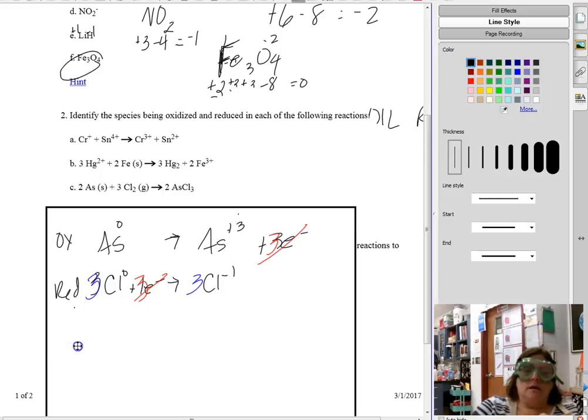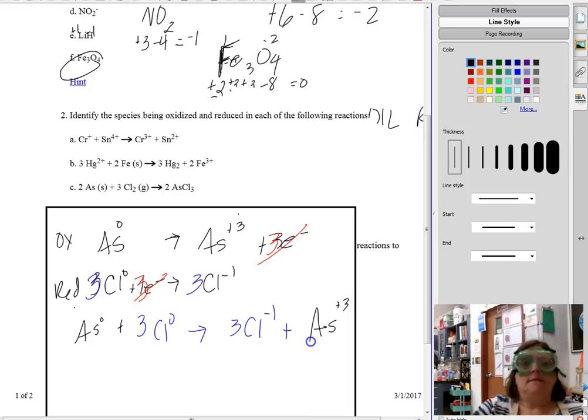So arsenic, I'm going to bring him down. I'm going to put my blue chlorines in. I'm going to have 3 chlorines and 1 arsenic.